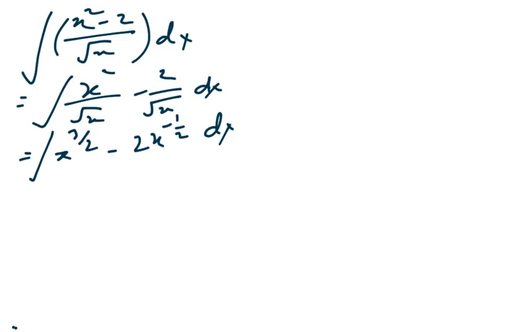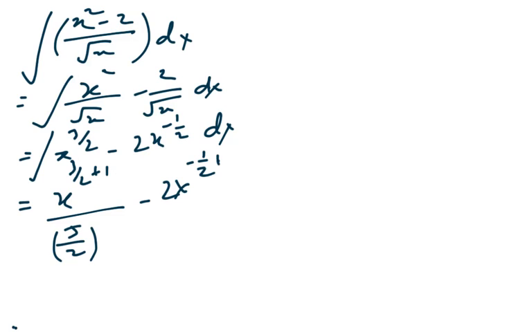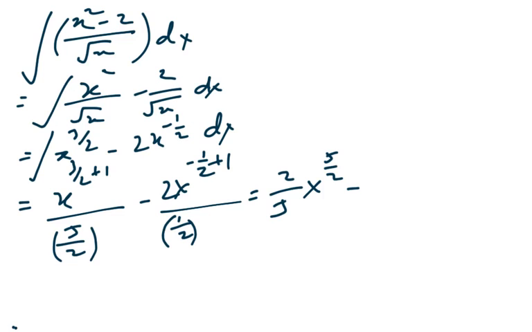Once it is in index form, it is very simple for you to do your integration. So x^(3/2) plus 1 gives you 5/2, minus 2x^(-1/2) plus 1, so you get the power as 1/2. Simplify it. You cannot leave your answer in so many layers of division, so you will get 2/5 x^(5/2), minus, bringing the 1/2 up, 4x^(1/2), plus c.